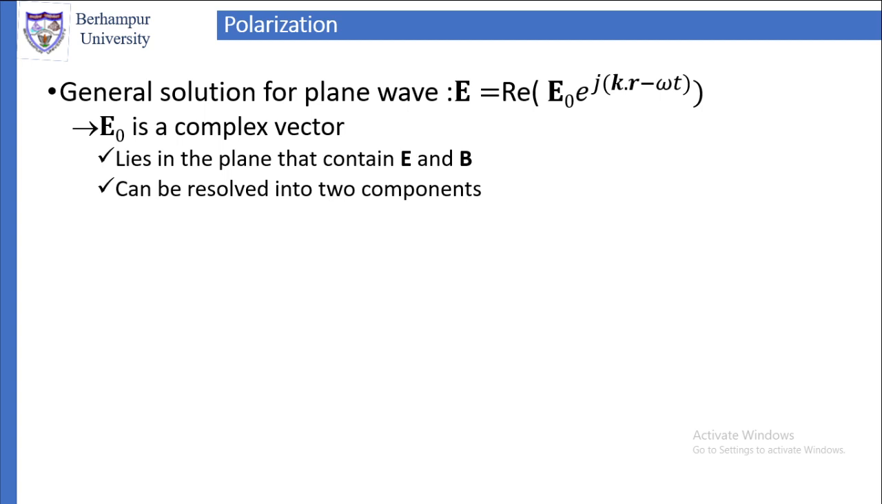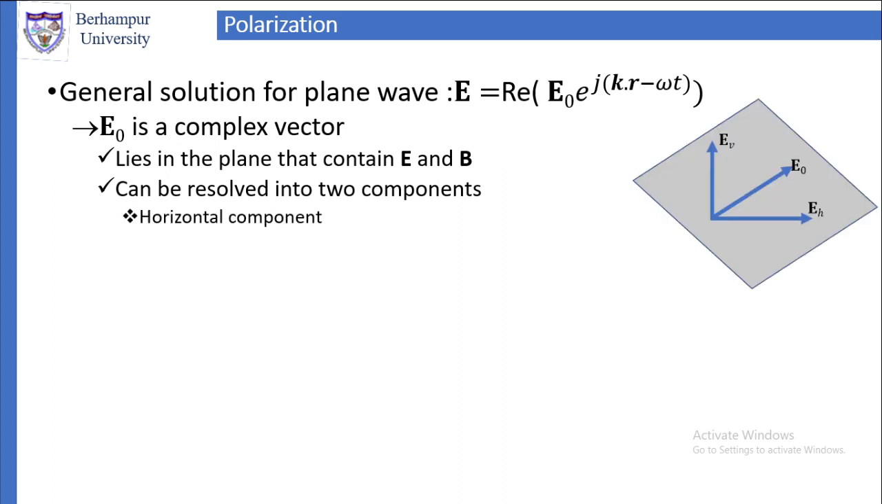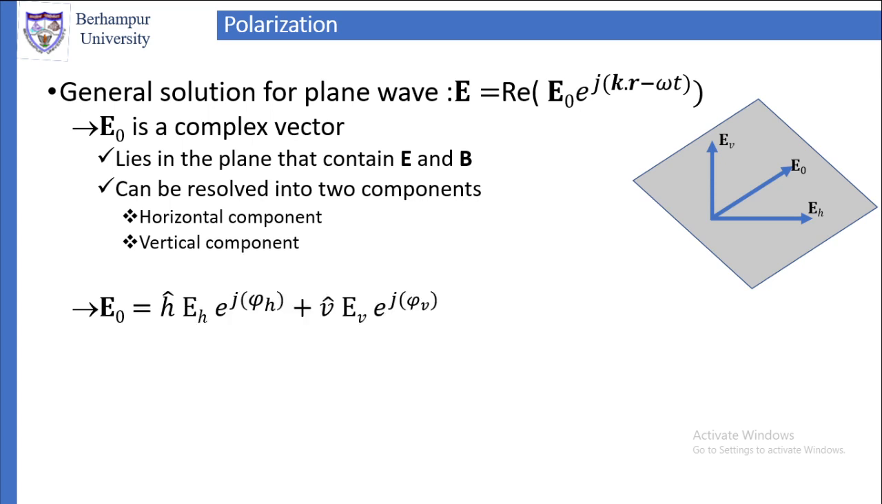If it is a vector lying in a plane, any vector can be resolved into two components. So we can resolve E0 into a horizontal component EH and a vertical component EV. We can write E0 as H cap EH exponential j phi H plus V cap EV exponential j phi V. H cap is the unit vector along the horizontal component, V cap is the unit vector along the vertical component, phi H is the phase of the horizontal component, and phi V is the phase of the vertical component.